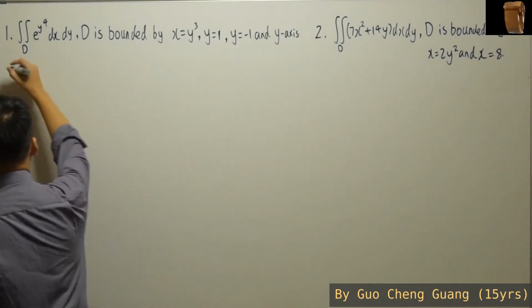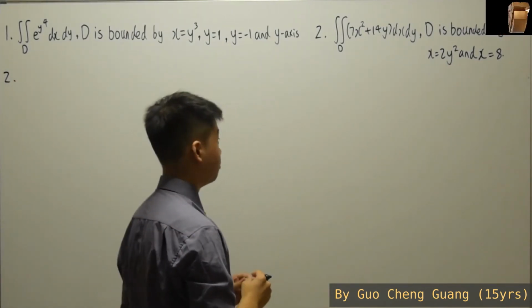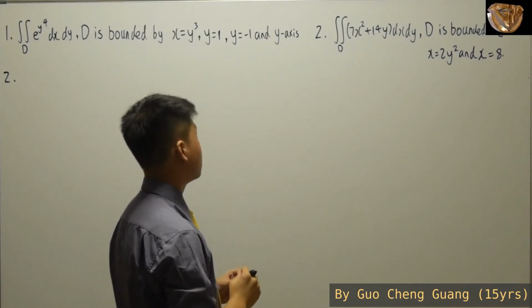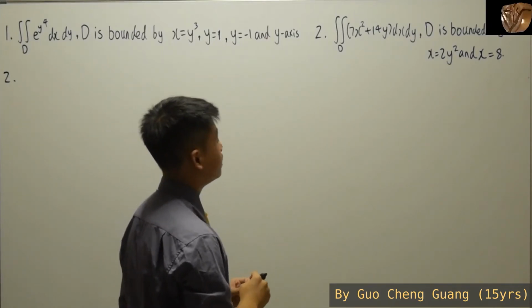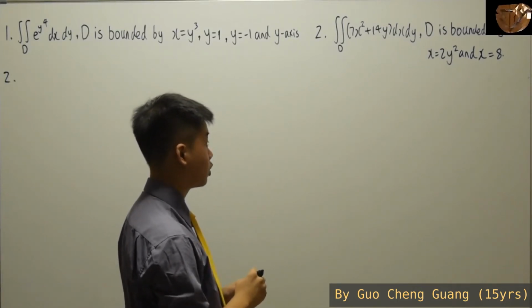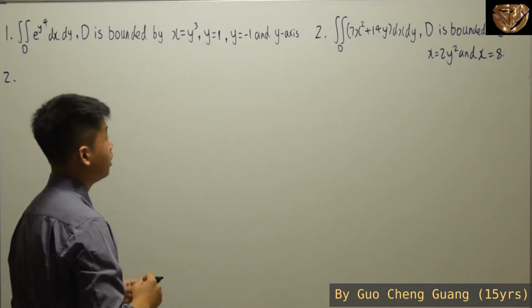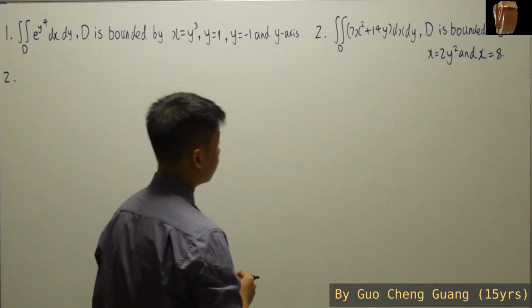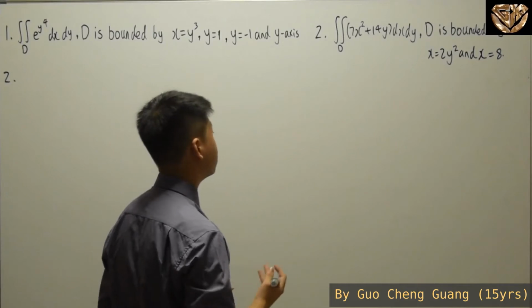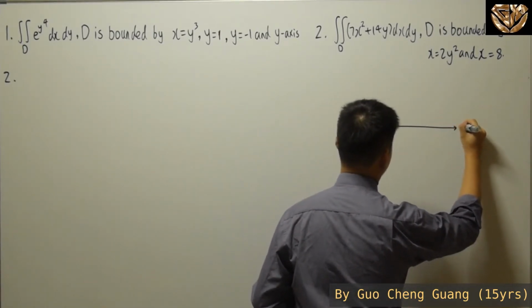Right, so for our second example, we'll see double integration over the boundary of d, 7x squared plus 14y dx dy, where d is bounded by x is equal to 2y squared and x is equal to 8. Right, now for this part, of course, firstly, we will still have to look at what the boundary looks like.